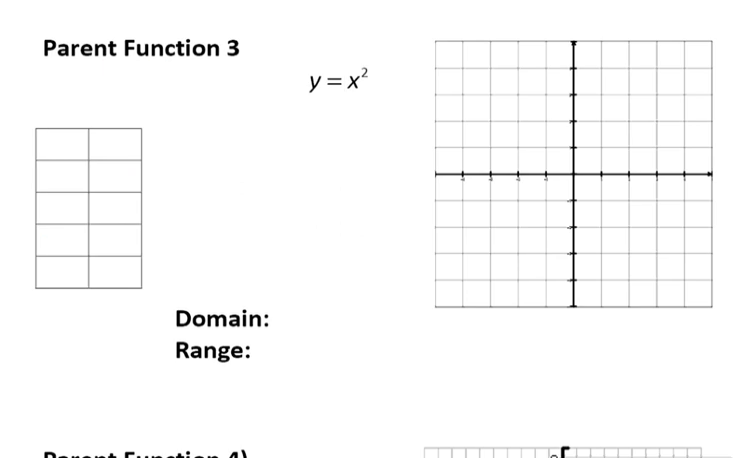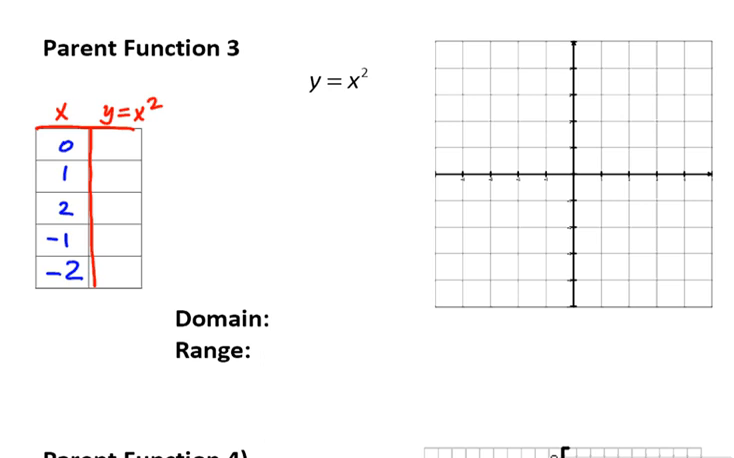Function 3 we'll do is y equals x to the second power. Again, notice how simple it is. So we're going to make a t-chart for that. So x, this time y is going to be equal to x squared. And I'm going to use the same x values. X is always the same: 0, 1, 2, negative 1, negative 2.